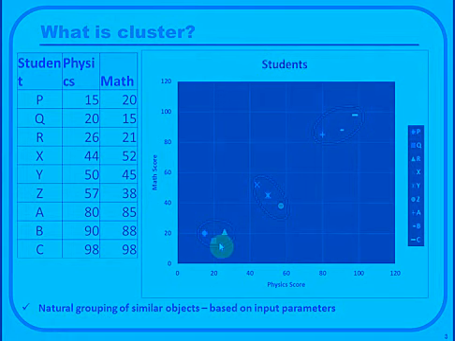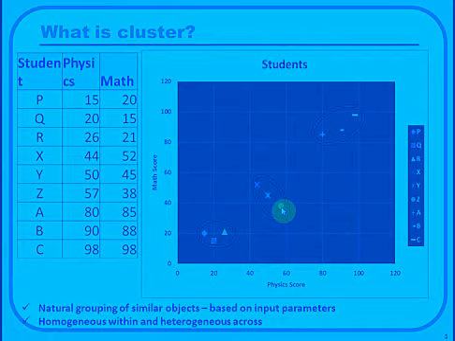So the natural grouping you are seeing is based on these input parameters, and based on these input parameters, it has one property: that they are homogeneous within and heterogeneous across. Heterogeneous across means any object of this group or this cluster is very dissimilar to any object or any observation of this particular group. Now, let's take a look at what we have just learned.